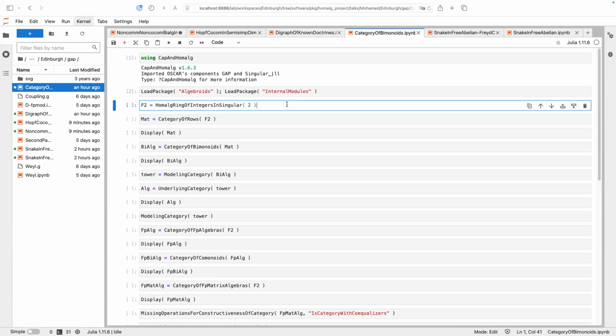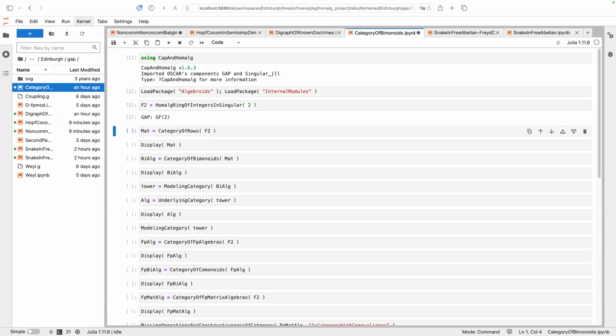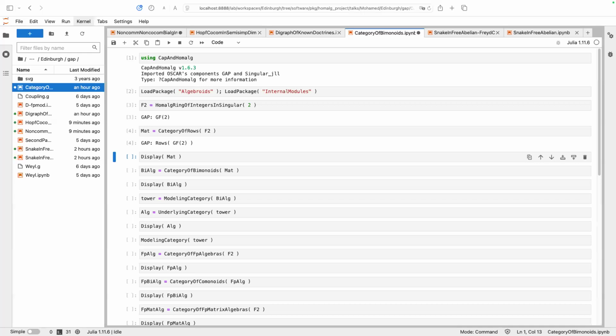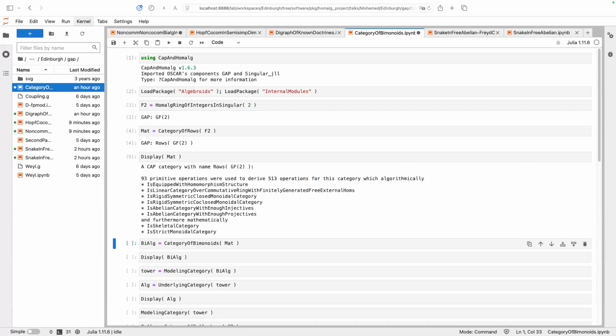So here is this thing a bit more elaborate. So again, you start with a field. This is the category of row matrices. So you see that this category knows a lot about itself. So it's abelian, it's rigid closed, it's rigid co-closed, and these 93 algorithms that were implemented primitively gave rise to 513 algorithms that are written in books.